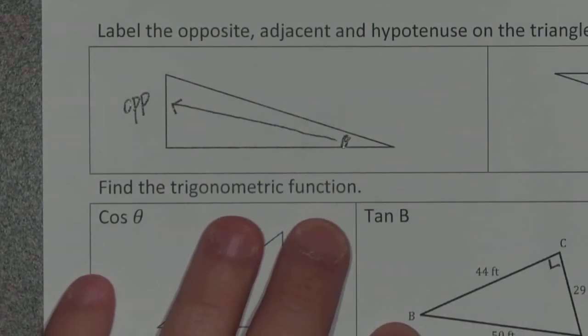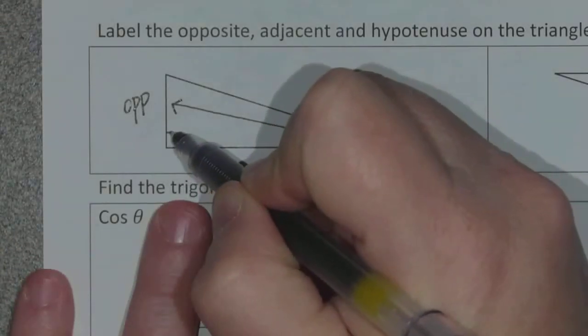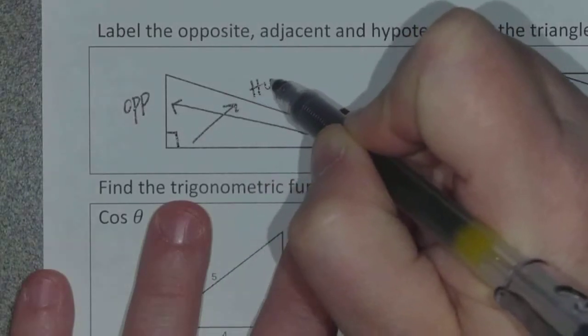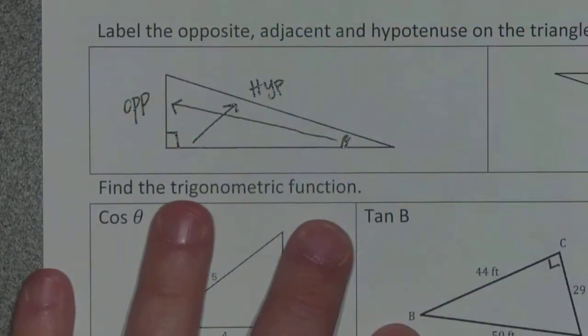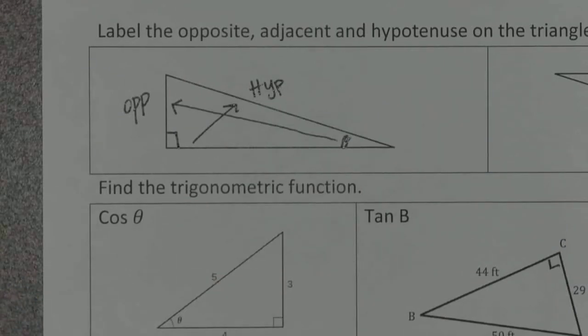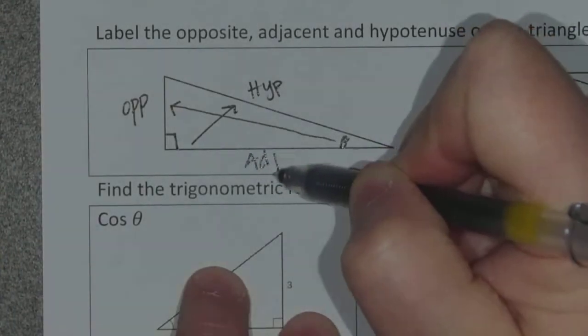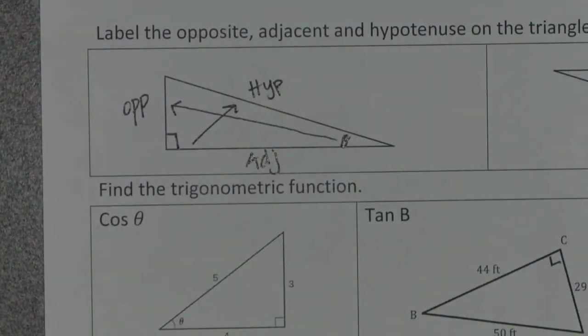Then I like to label the hypotenuse because I think it's the next easiest one to see. The hypotenuse is the one that's opposite the right angle. It's the longest side of the triangle, so I label it. Then I'm left with my adjacent side. So it seems to me that my students have the hardest time finding the adjacent side. So I like to save it for last because then there's no question which one it is.